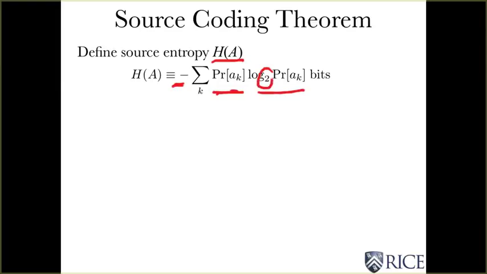We use log base 2 so that the answer comes out in bits. So I'm going to do an example calculation here in just a second. But it's just a definition of a quantity related to the probabilities of the letters, and essentially it summarizes what those probabilities are in one number.